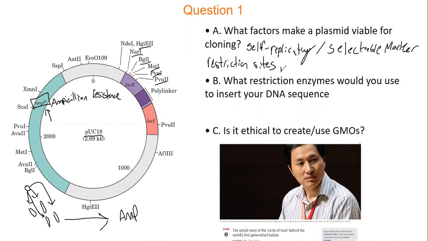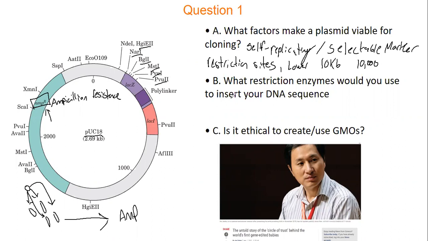And lastly, size. It has to be usually lower than 10 kilobase pairs, so smaller than 10,000 base pairs. And the reason for that is we're shoving this into a cell. So if the plasmid's too big, it won't go in. So those are the factors that usually make it good for cloning.